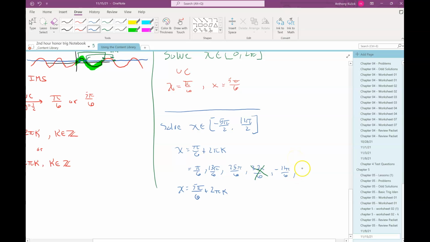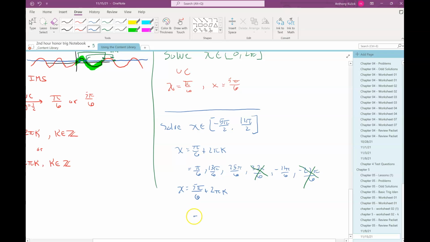But I try it again. So I subtract another 2 pi. That'll give me negative 23 pi over 6. But that's too small now, right? That's definitely less than negative 2.5 pi. That's almost negative 4 pi. So we'll cross that one out. So we found all the solutions between negative 5 pi over 2 and 11 pi over 2 that can be coterminal to pi over 6.